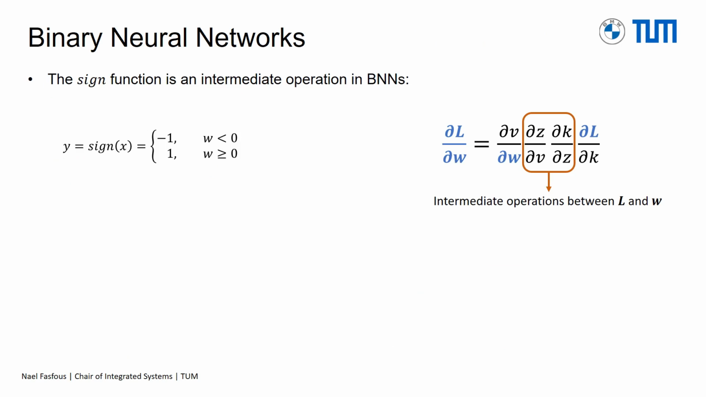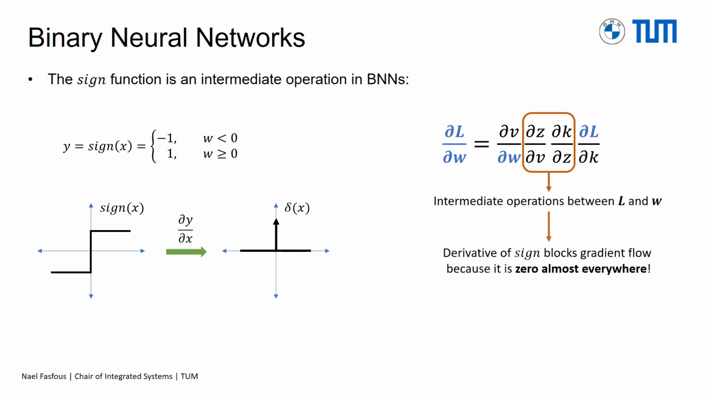Now, the sign function in a binary neural network is such an intermediate operation. It is inserted in the middle between the loss and the weight. If we take a look at the sign function, it looks a little like this, how we see on the bottom left, and its derivative is the delta impulse function.